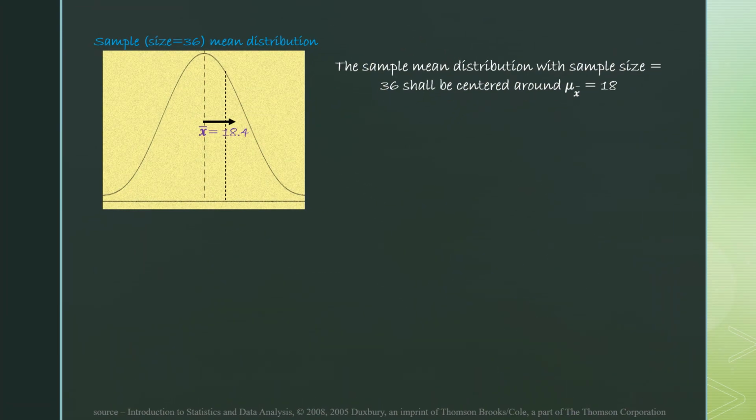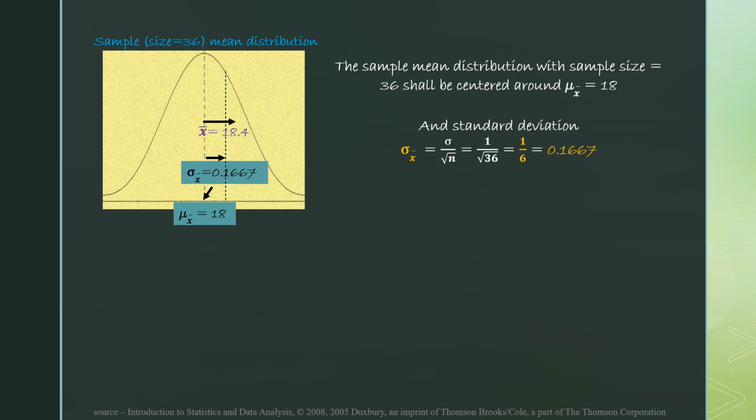The sample mean distribution with sample size equals 36 shall be centered around mu of x bar equals 18 grams, since the population mean is 18 grams. And the standard deviation sigma of x bar equals the population standard deviation sigma divided by square root of n, which equals 1 divided by square root of 36, which in turn equals 1 divided by 6, and that equals 0.1667.